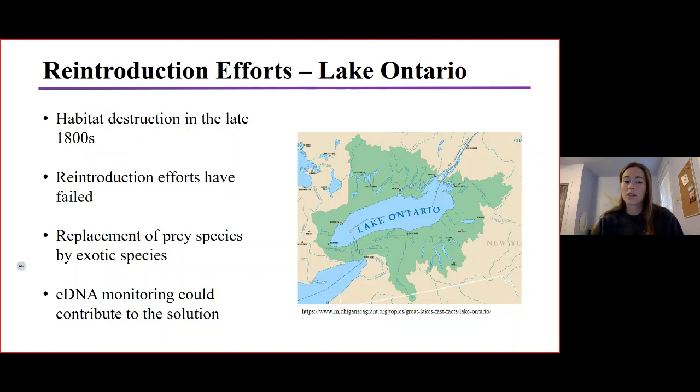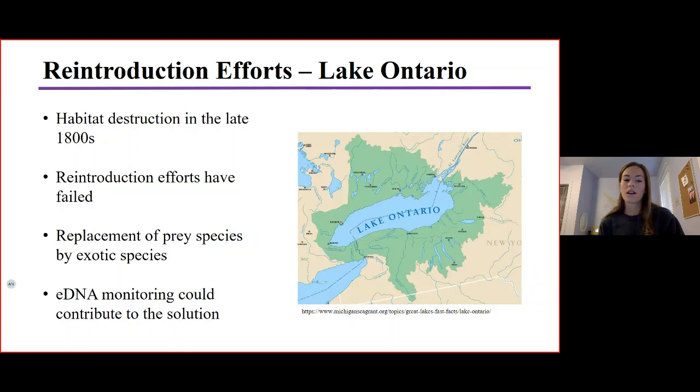And another reason why environmental DNA could be helpful in this area is for reintroduction efforts. So specifically in Lake Ontario, in the late 1800s, there was a lot of habitat destruction, and it drove the Atlantic salmon population to local extinction in that area. And unfortunately, despite Lake Ontario recovering in terms of its health conditions, reintroduction efforts have failed, which is surprising. So they've tried to reintroduce the Atlantic salmon to this body of water, but despite it being theoretically a habitat that could sustain their population, they haven't for some reason.